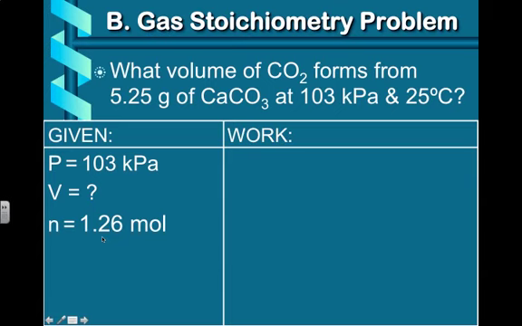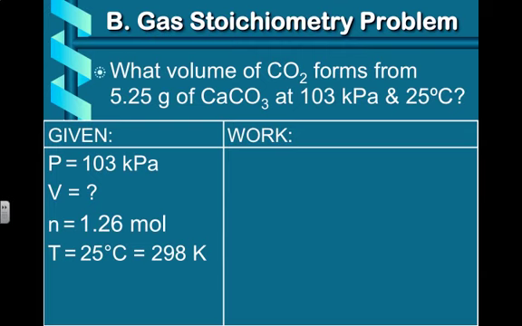All right, and I was also given a temperature of 25 degrees Celsius. It cannot be in Celsius though, so we're going to have to convert that to Kelvin by adding 273. So 25 plus 273 gives me 298. All right, and I was also given R.